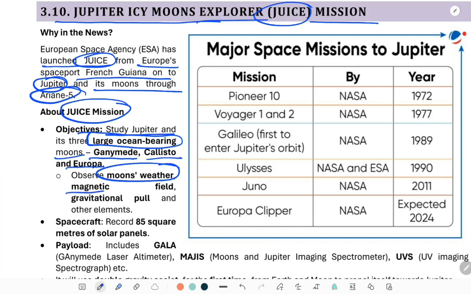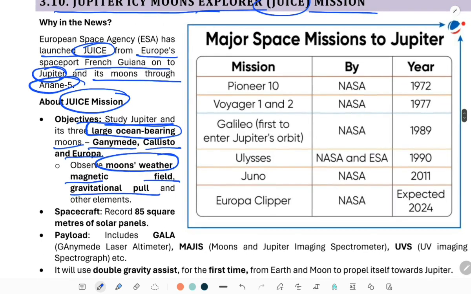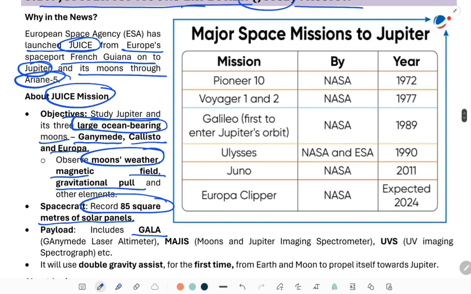Observe our moon's weather, magnetic field and gravitational pull, and other elements also. Then the spacecraft has a record 85 square meters of solar panels. Then it has payloads including GALA, Ganymede Laser Altimeter, and MASPEX.